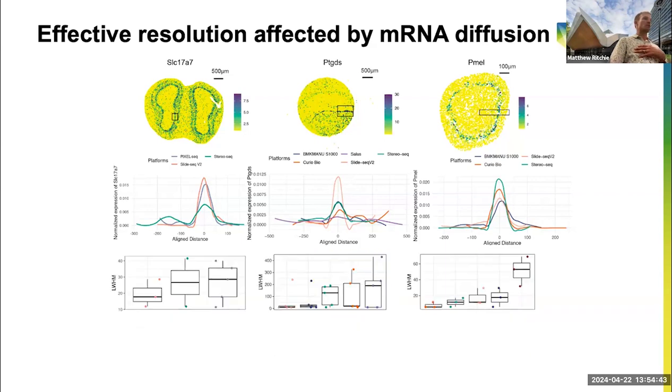And here's a measure of this metric that, again, there's no consistently more diffuse technology that has more diffusion than others. It sort of varies tissue to tissue.